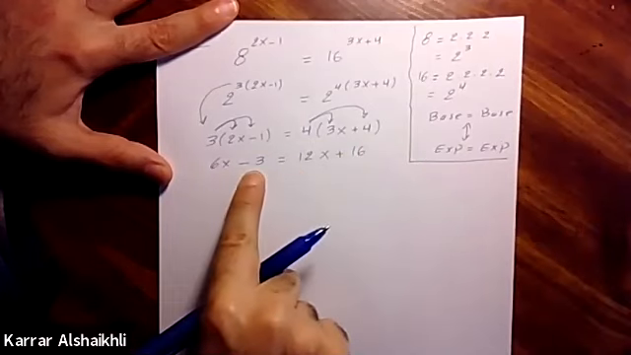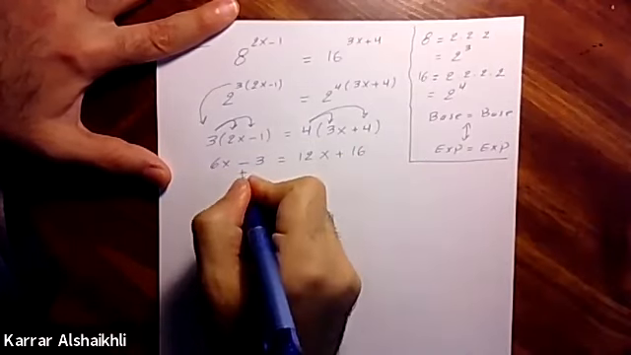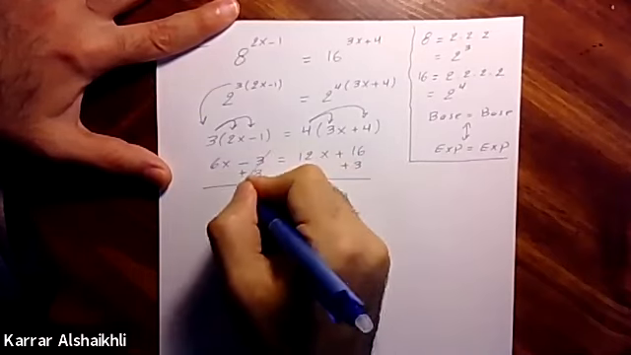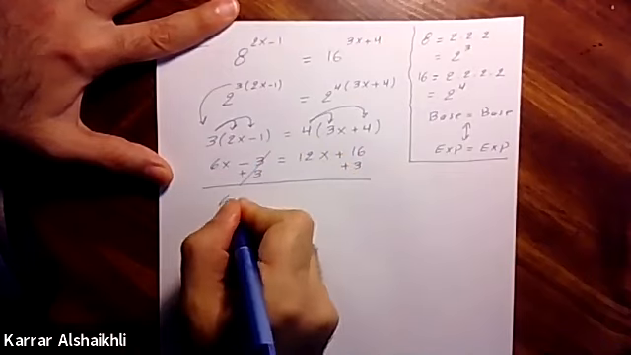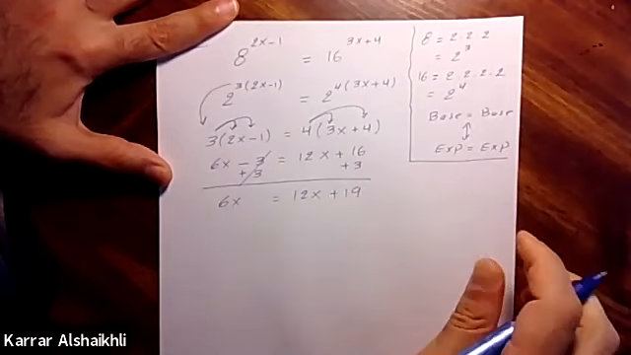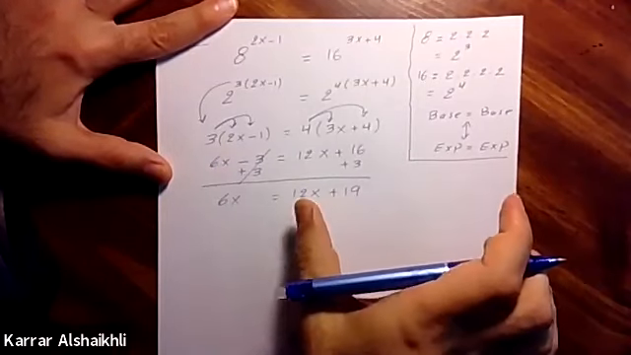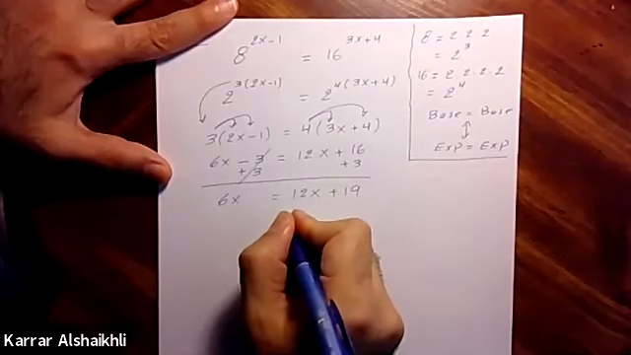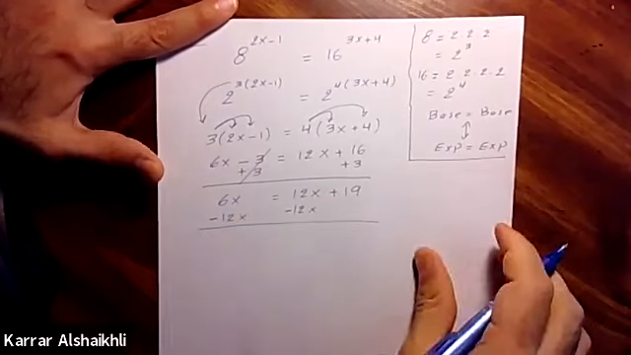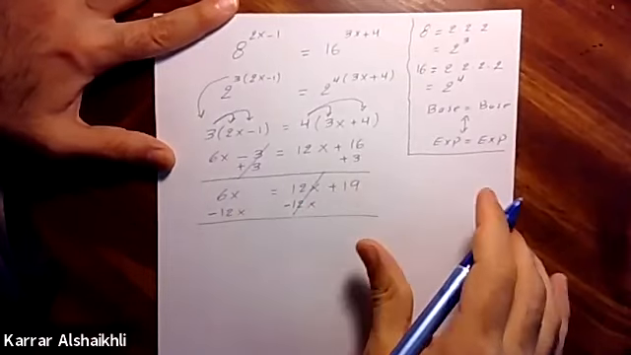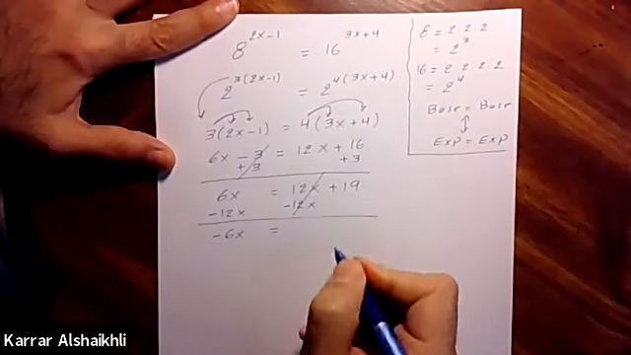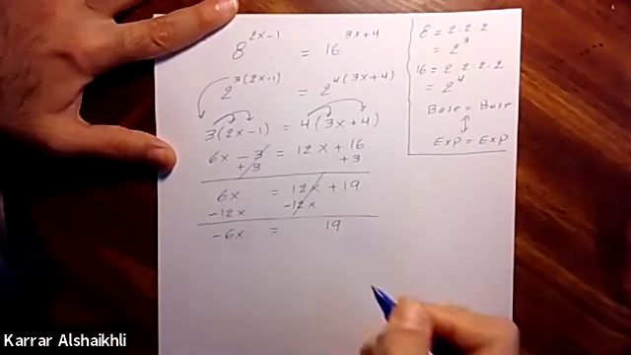Move the 12x to this side and the number to the right side. So I'm going to add 3, add 3. Cancel here. The left over here is 6x equal 12x plus 19. Next step, you're going to move the 12x to the other side. So minus 12x, minus 12x. Cancel these. 6x minus 12x is going to be negative 6x equal the leftover from the right side, which is 19.